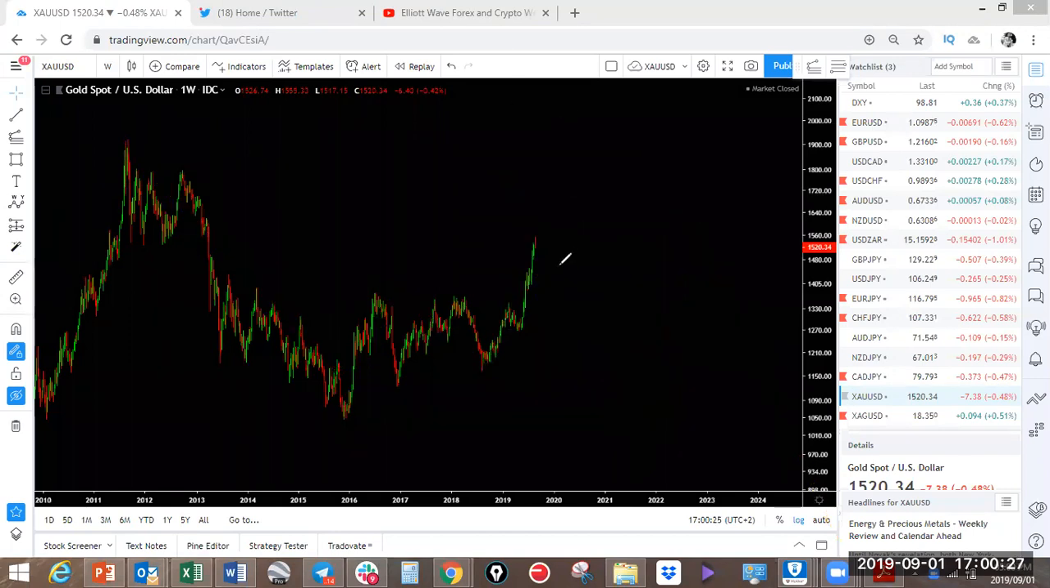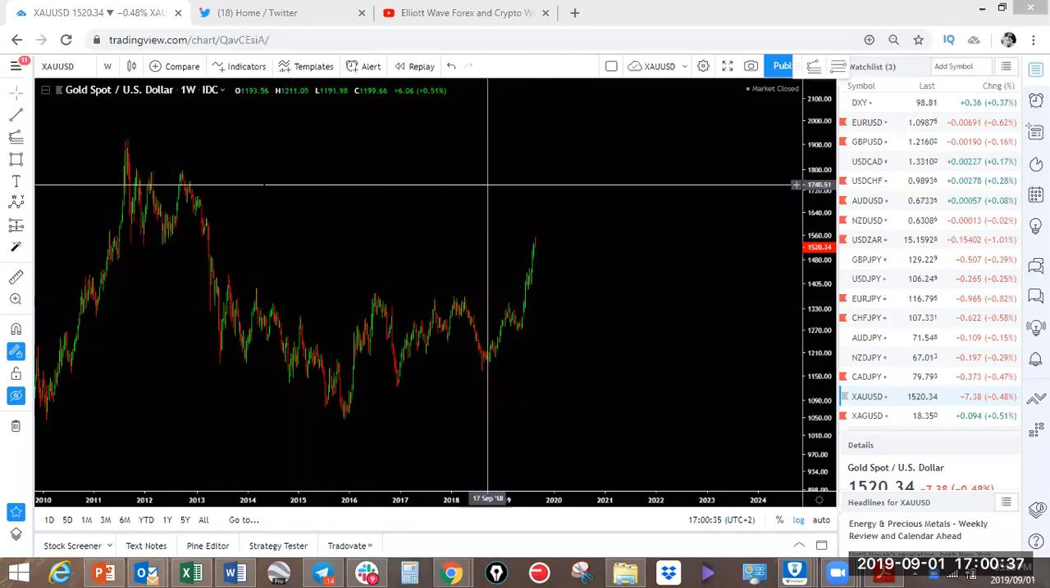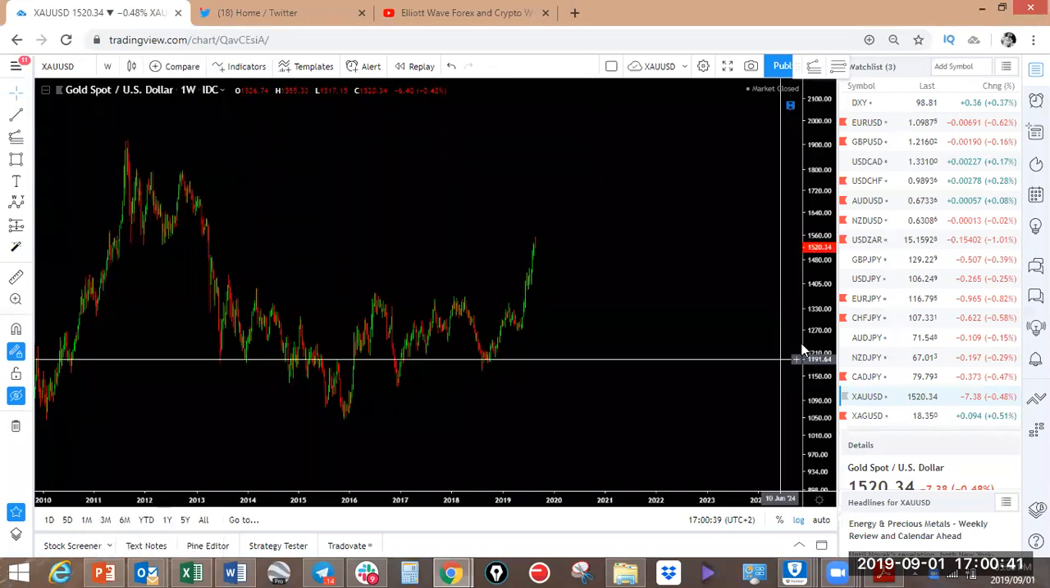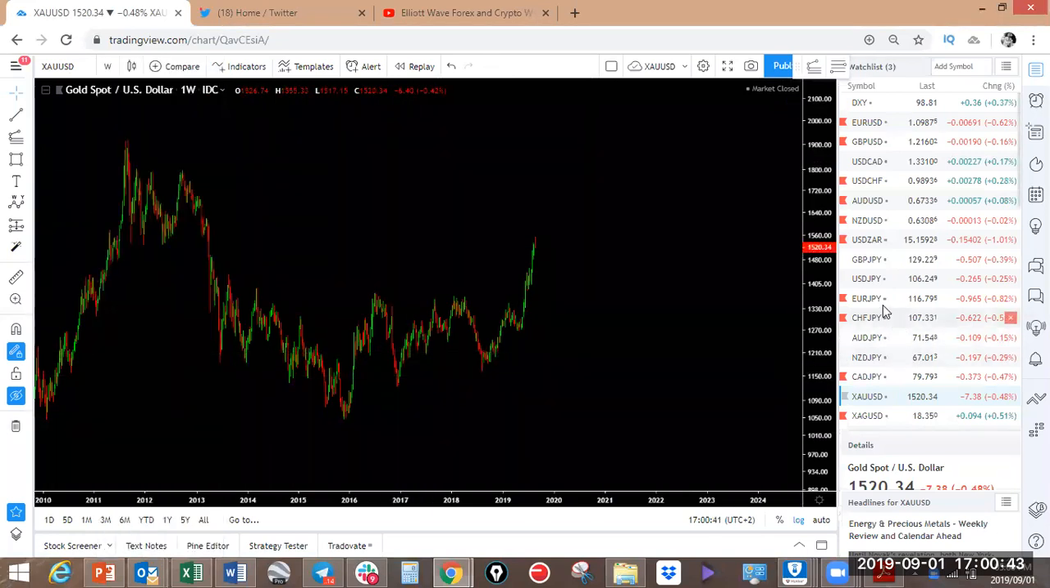What is the immediate view here? The immediate view is that you need to get a pullback at least. Let's see what you get around here. We're expecting a pullback. Right, so that is what gold looks like, and in the lower degree, we're already in the trade here. So let's see how that one plays out. It's a trade that you cannot lose because it's already in break even. Silver.